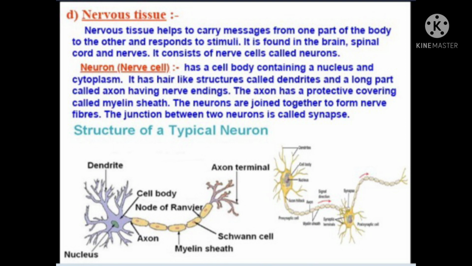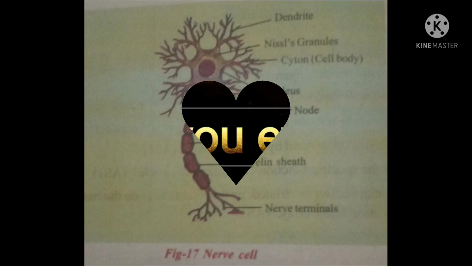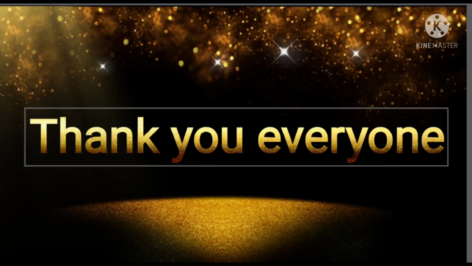Some nerve cells have axon covered with a sheath-like structure. This sheath is called myelin sheath. Gaps or knots present at regular intervals on myelin sheath are known as nodes of Ranvier. Axon of a nerve cell is connected with dendrites of a nearby nerve cell to form a web-like structure throughout the body.